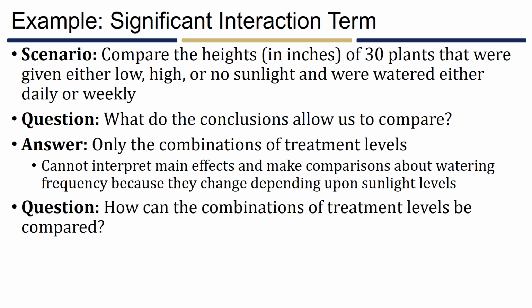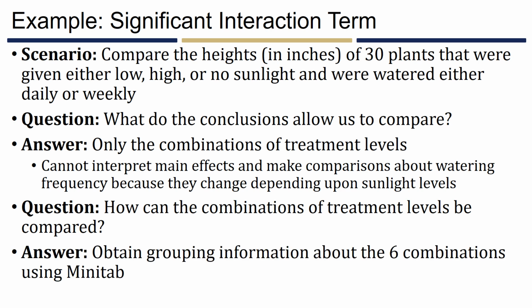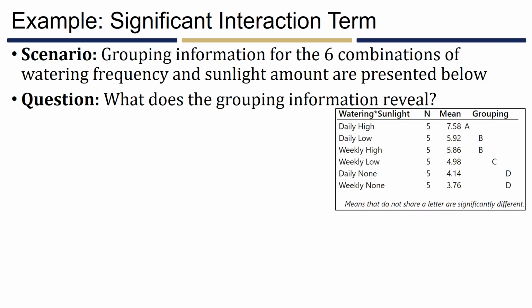So in order to compare the different combinations of the treatment levels, what we have to do is obtain grouping information about each of our 6 different combinations using Minitab. When you obtain the grouping information from Minitab, you'll get an output similar to what you see over on the right. Now the first column is giving you every single combination of your factors. In this case, each watering frequency interacted with each amount of sunlight.